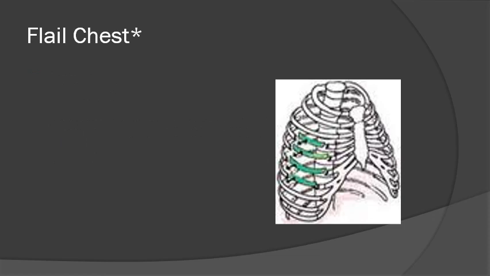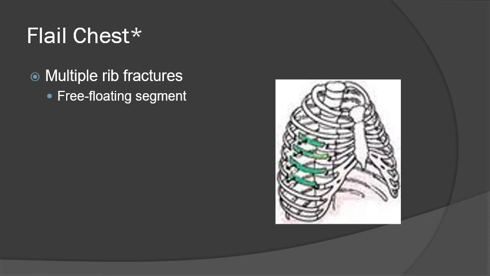A flail chest injury is when you have multiple rib fractures at various sites, and you get what's called a free-floating segment. The thing that stands out with this is the paradoxical excursion. When the individual inhales, instead of the ribs and thorax expanding, the area of the flail chest will actually sink. When you exhale, instead of the ribs contracting, you'll see that segment pop out a little bit. That's the easiest way to pick up on this.